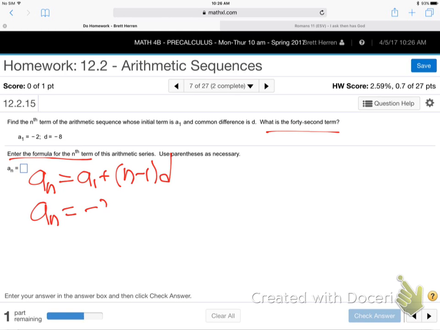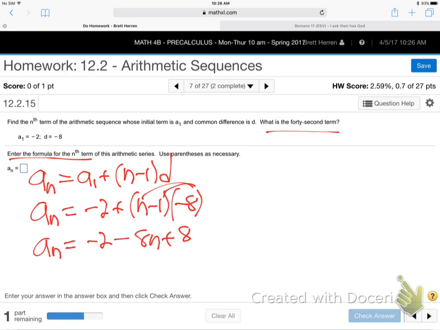So A1 is minus 2. D is minus 8. Good so far. Then distribute and clean that up. Minus 8n plus 8, like that. What is that? 6 minus 8n? Yeah. So there's our formula. That's the answer to part 1. That's the formula. Now find the 42nd term.